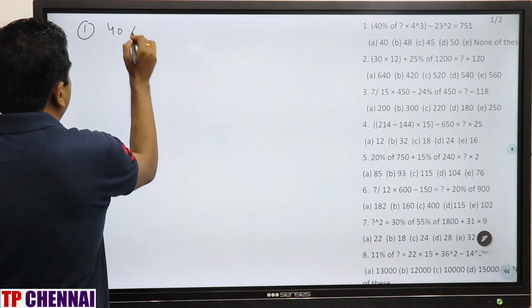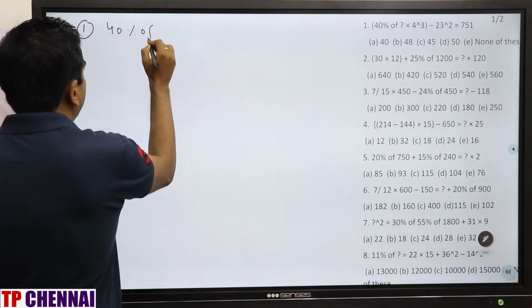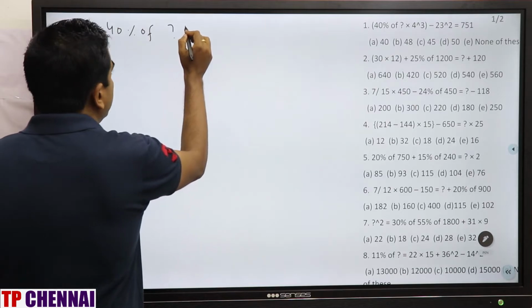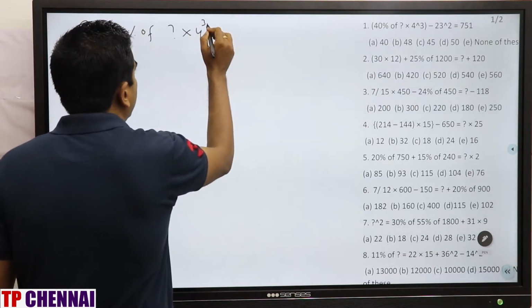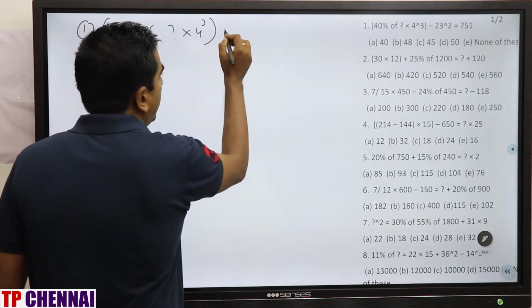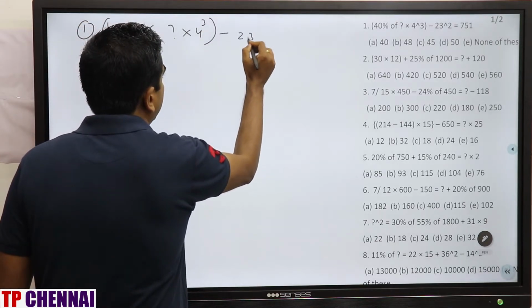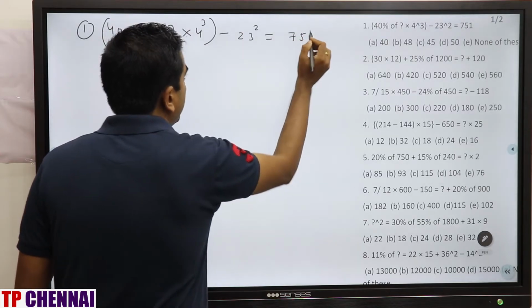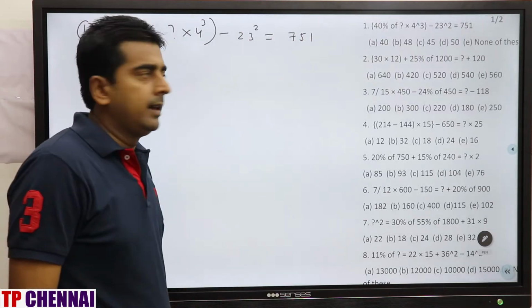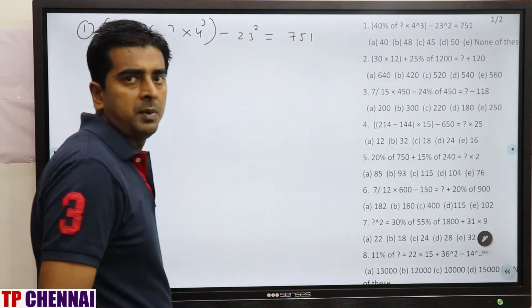40% of question mark into 4 cube minus 23 square is equal to 751. Right? So we need to follow the normal method.